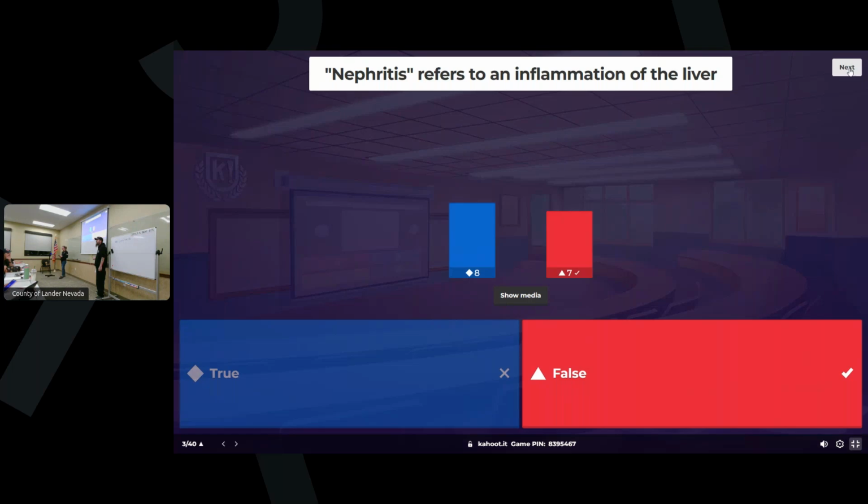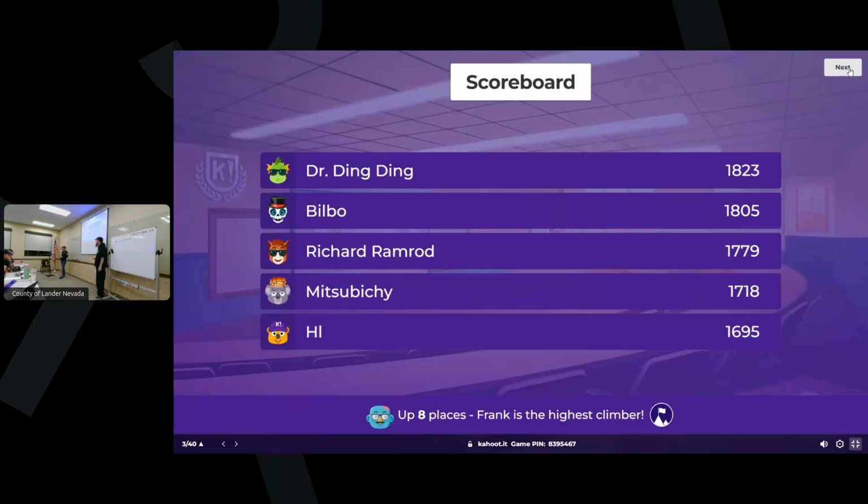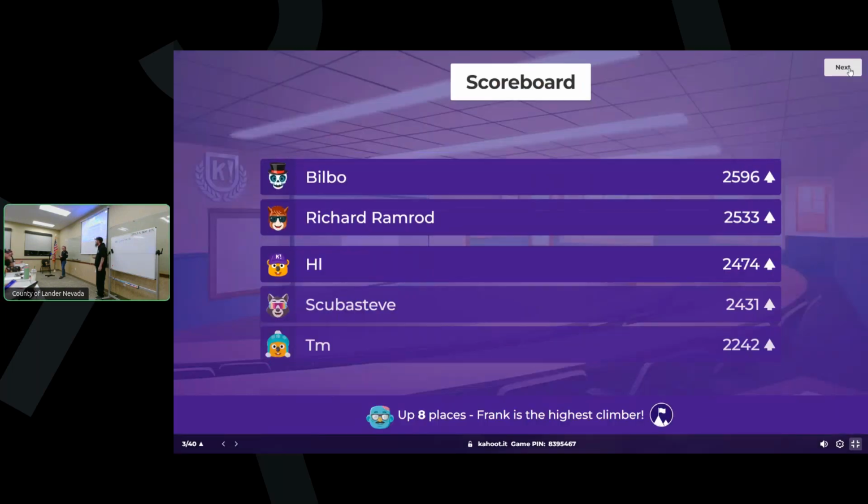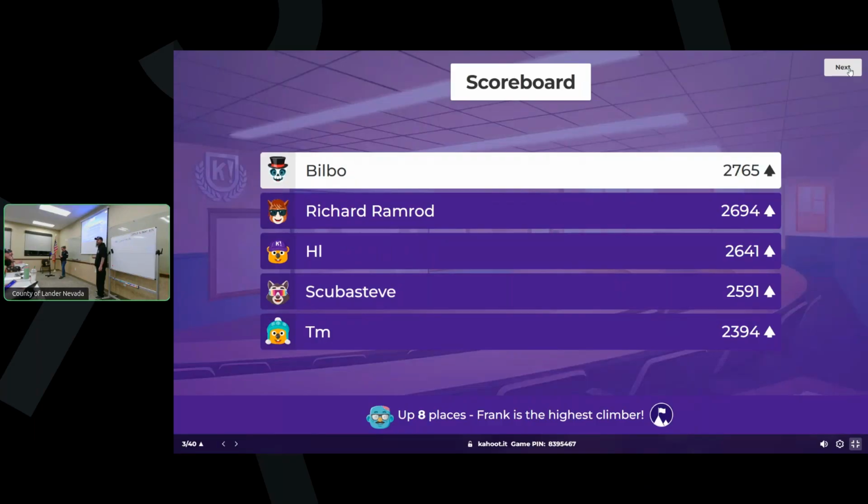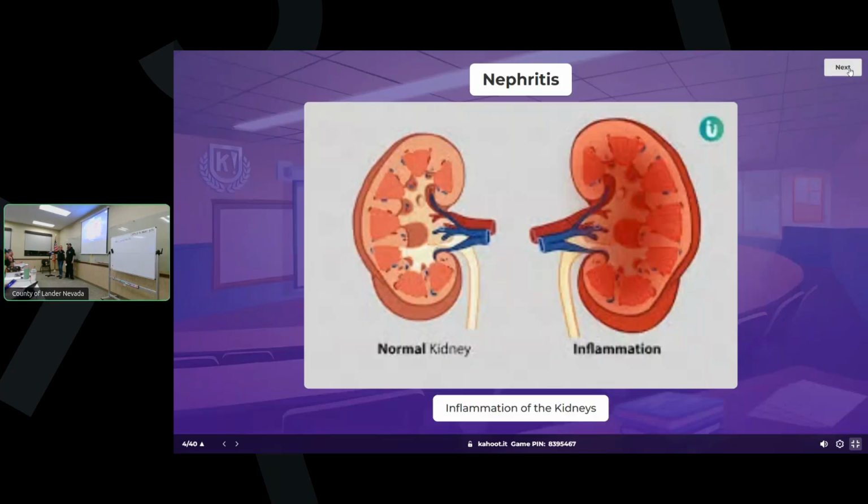So it's false. It is the kidneys. Right. All right, so nephritis is inflammation of the kidneys. So anything neph is kidneys.